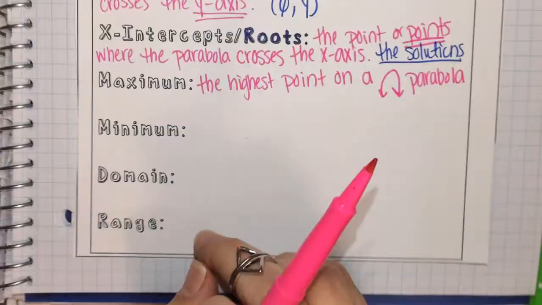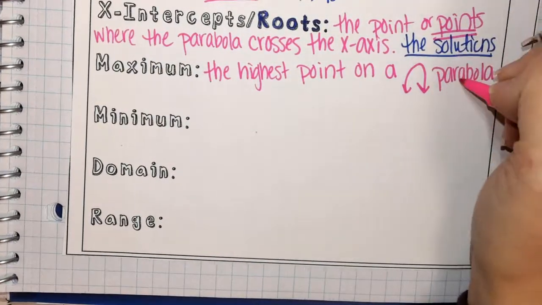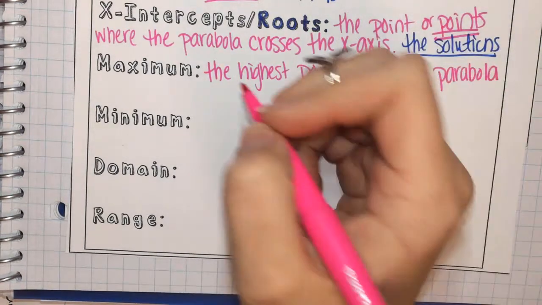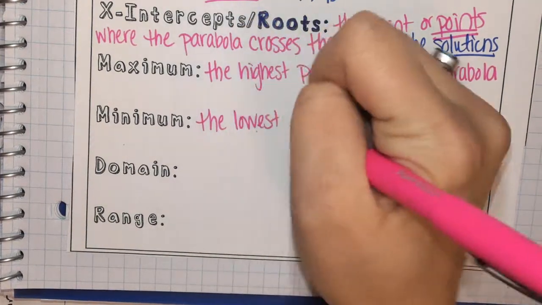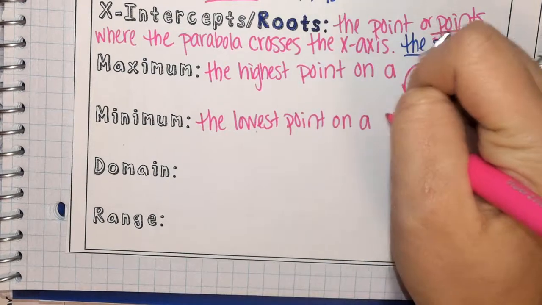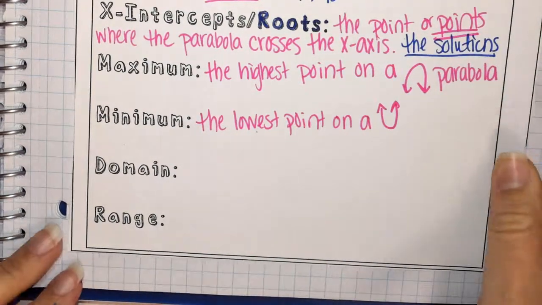Life isn't fair. Alright, so if the maximum is the highest point on an upside down parabola, what's a minimum? The lowest point. Yes, if you said the lowest point, take a point. And the parabola looks like this if you have a minimum.